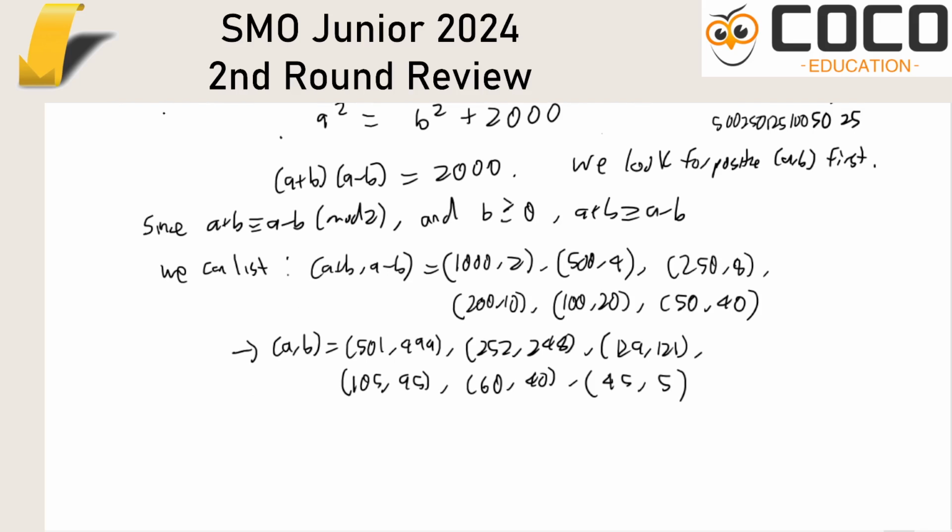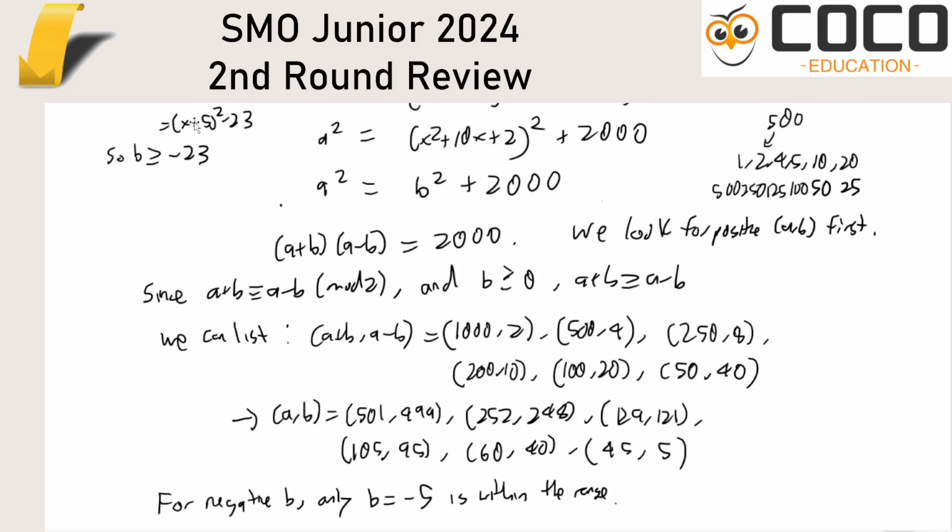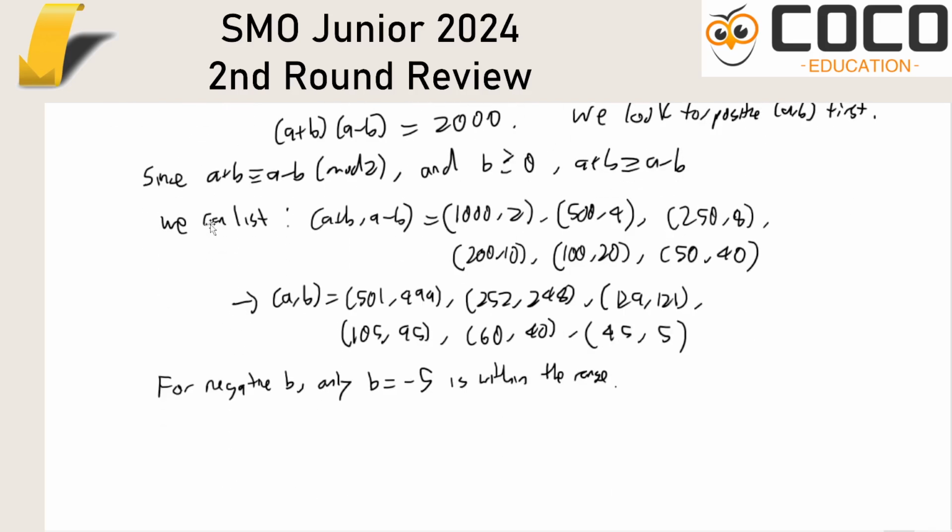And for the negative cases of b, we know that only the minus 5 can work. It's within the range. And so we just check whether any of these are in the form of (x plus 5) squared minus 23.